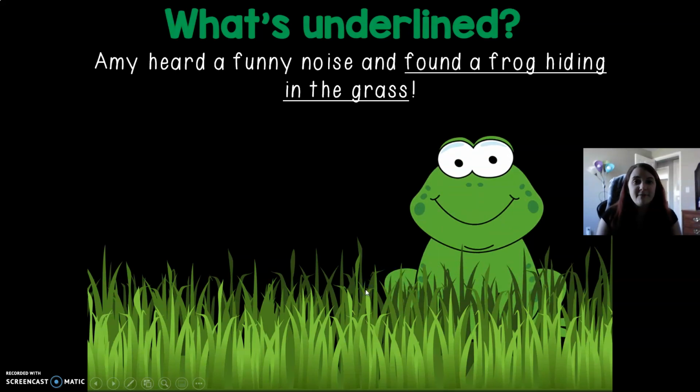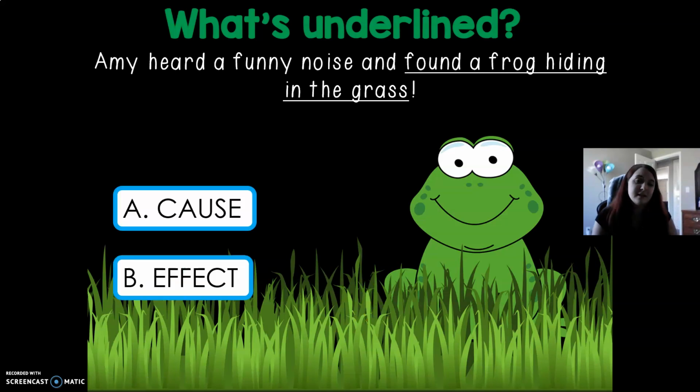Amy heard a funny noise and found a frog hiding in the grass. Is this the cause or is this the effect? This is the effect. The what that happened. The why was she heard a funny noise, and the what is she found a frog hiding in the grass.